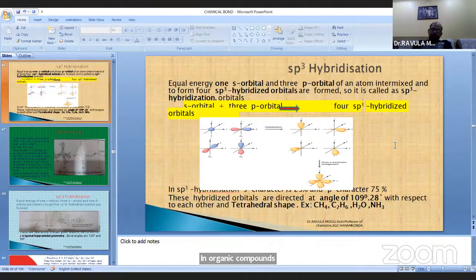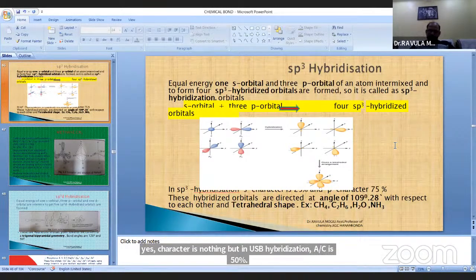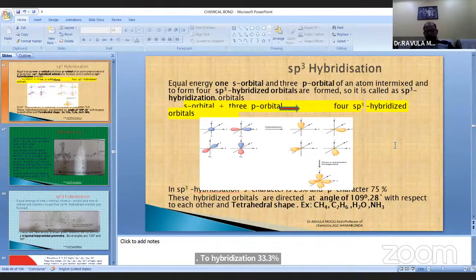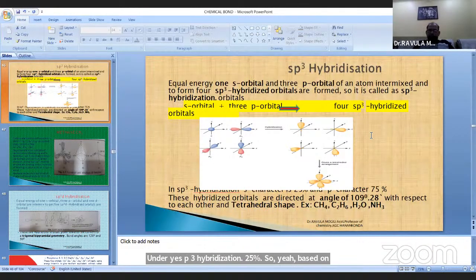as acidic nature. So here, as S character increases, acidic nature increases. For acetylene, ethylene and ethane: acetylene is sp hybridization, ethylene is sp2 hybridization, ethane is sp3 hybridization. So S character: in sp hybridization, S is 50%, in sp2 hybridization 33.3%, and in sp3 hybridization 25%. So based on that hybridization, we can represent the acidic nature in an organic compound.